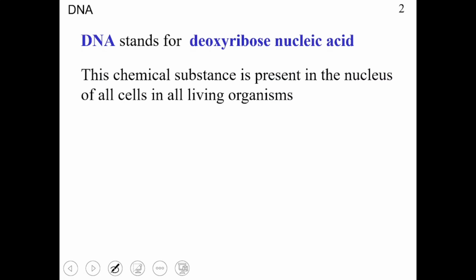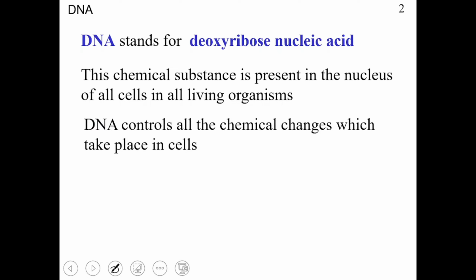This is a chemical substance which is present in the nucleus of all cells in all living organisms. Everyone must be knowing that living organisms are made up of cells and cells contain a nucleus and the nucleus contains the genetic material which we call DNA.